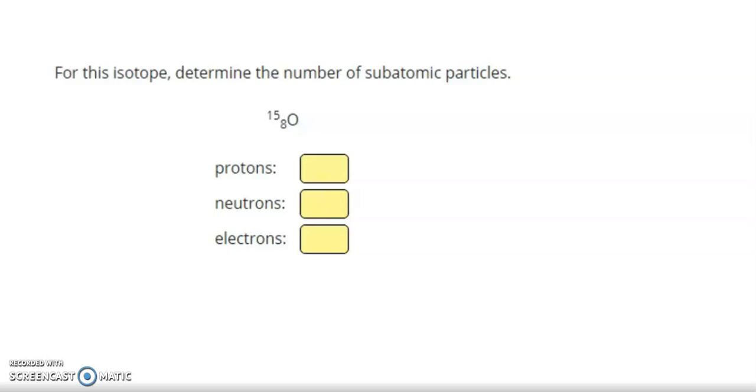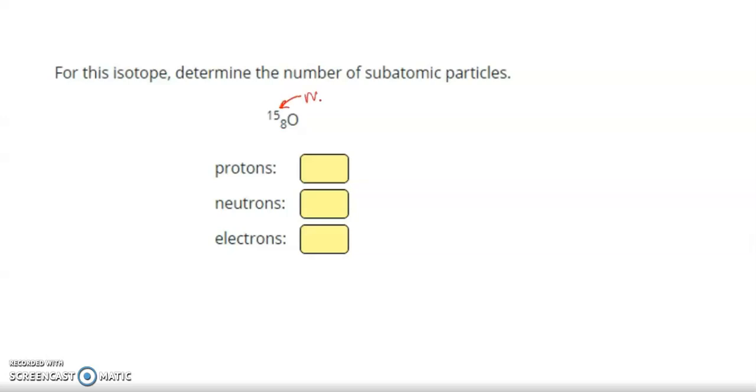This video is about mass number. This question says, for this isotope, determine the number of subatomic particles. We have 15, 8, 0, and we're looking for the number of protons, neutrons, and electrons.